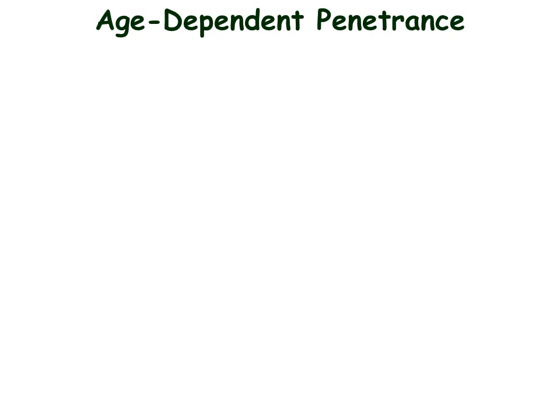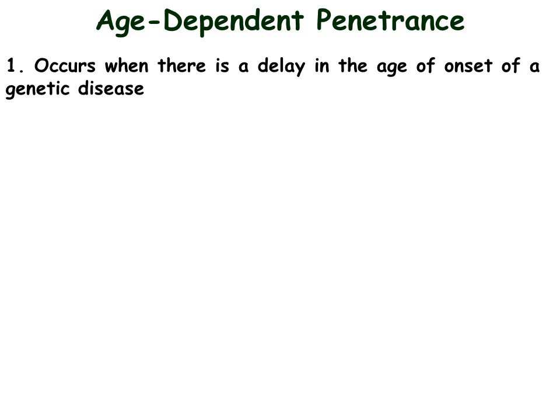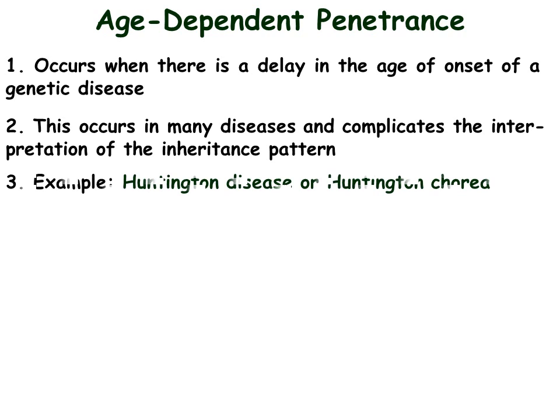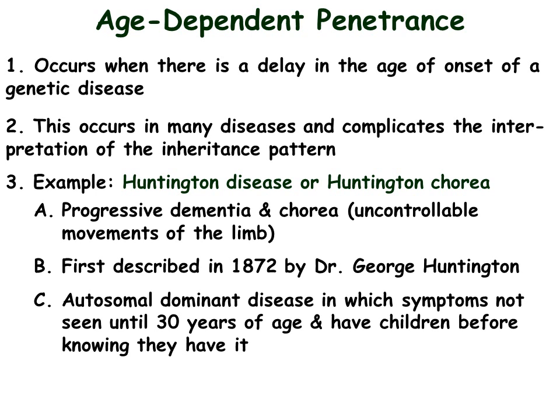Some disorders don't manifest until people get a lot older. So this is what we've referred to as age-dependent penetrance. And so there's usually a delay in the age of onset. This does occur in many diseases, and again is going to complicate interpreting the inheritance pattern of the disorder. The classical example of this is Huntington disease. It also used to be known as Huntington chorea.